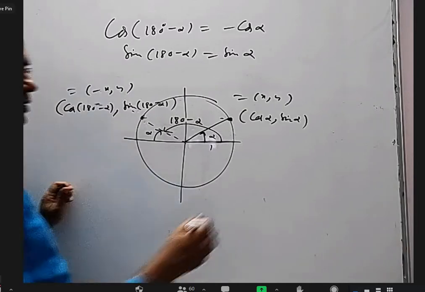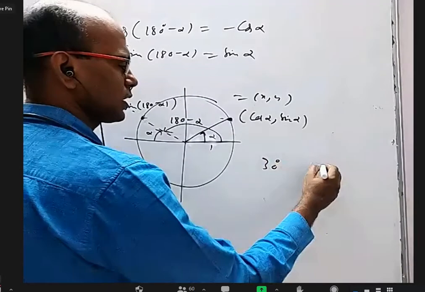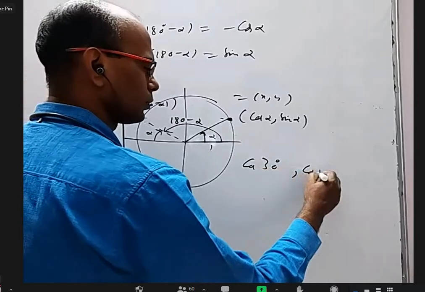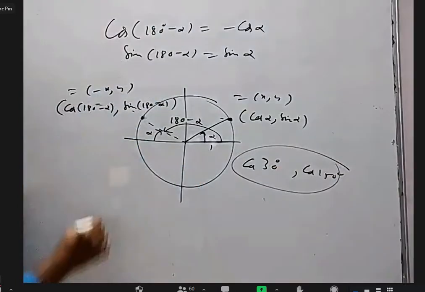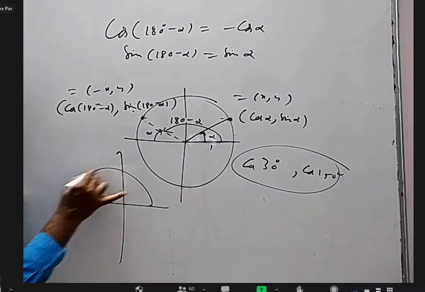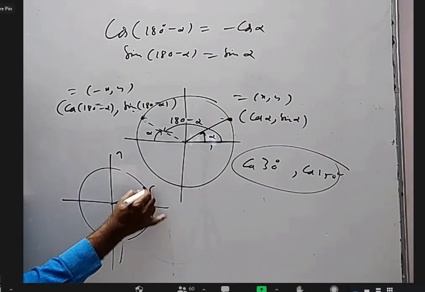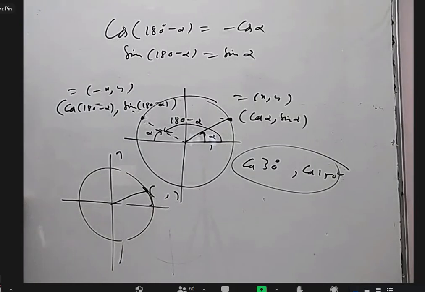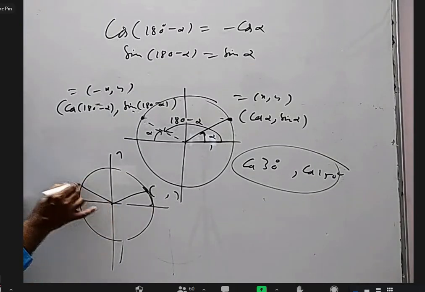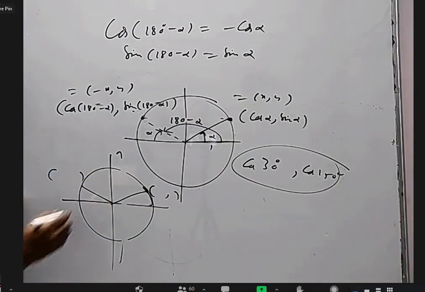Okay, forget about all this. If somebody asks you cos 30 and cos 150, in the figure, let us show where they are. Draw a unit circle. Turn 30. The x coordinate of that point is cos 30, right? Yes, sir. Turn 150. The x coordinate of that is cos 150.